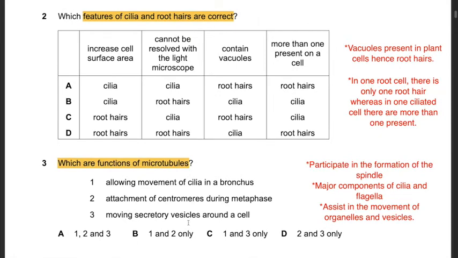Question 2. Which features of cilia and root hairs are correct? The columns are increased cell surface area, cannot be resolved with the light microscope, contain vacuoles, more than one present on a cell. Now vacuoles are only present in plant cells, hence in root hairs. Therefore, we can rule out options B and D, leaving us with the answers being either A or C. In one root cell, there is only one root hair, whereas in one ciliated cell, there can be many cilia. Hence, the answer is C. Increased cell surface area, root hairs, cannot be resolved with the light microscope, cilia, contain vacuoles, root hairs, more than one present on a cell is cilia and not root hairs.